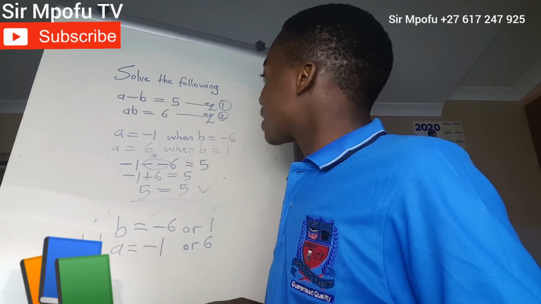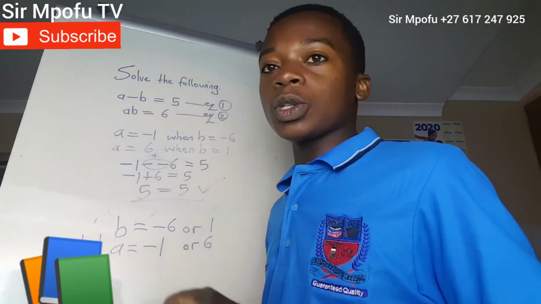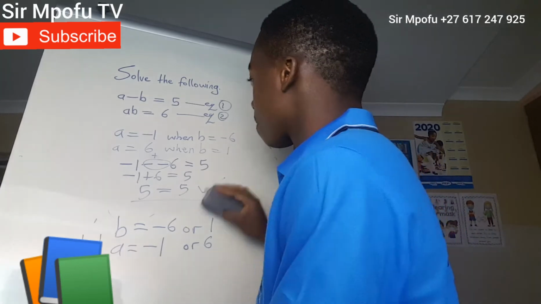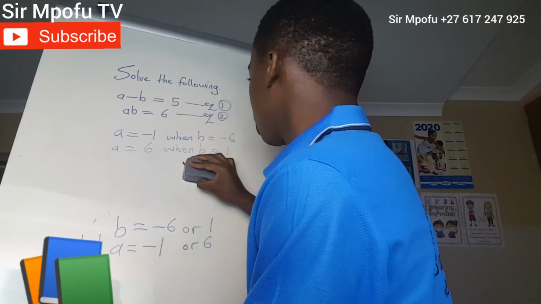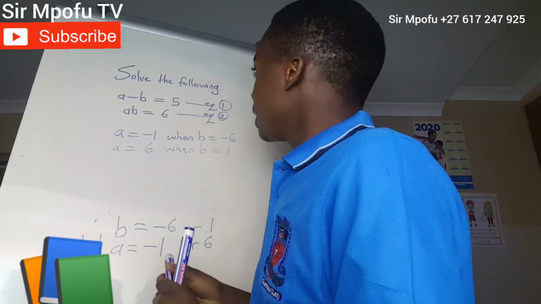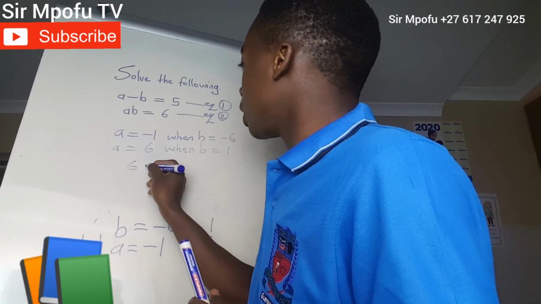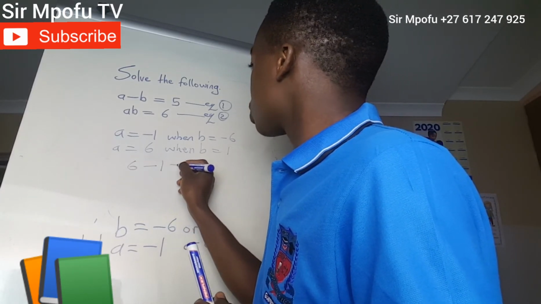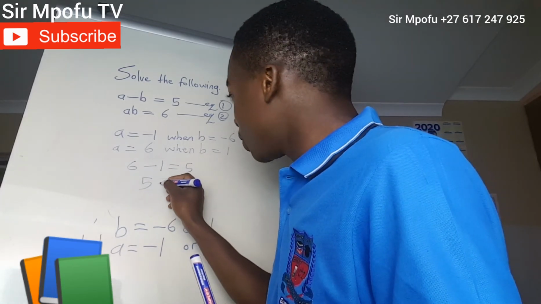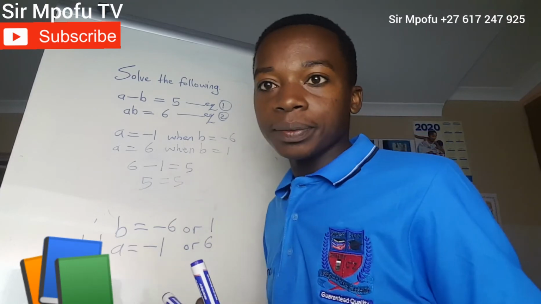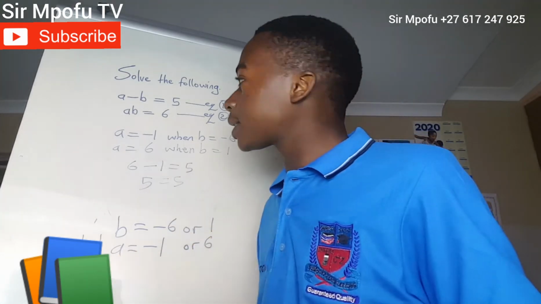Now, let us take the other values and substitute them on equation 1 as well. What are the other values? A is equal to 6 when B equal to 1. So 6 minus 1 is equal to 5. 5 is equal to 5. Proved. It means it's 100% correct.